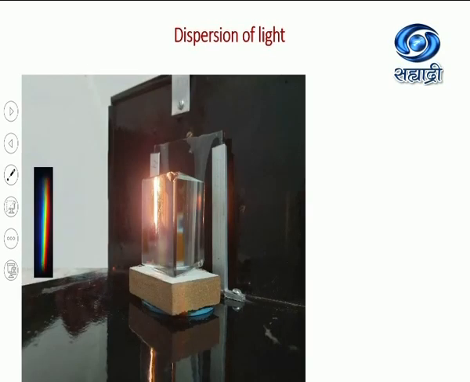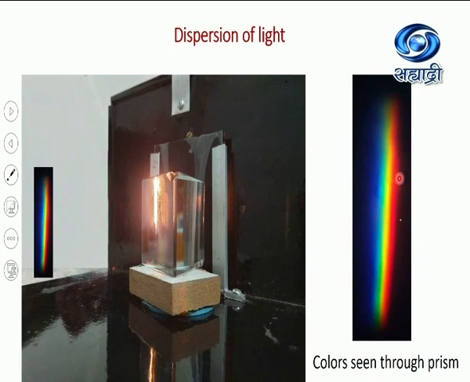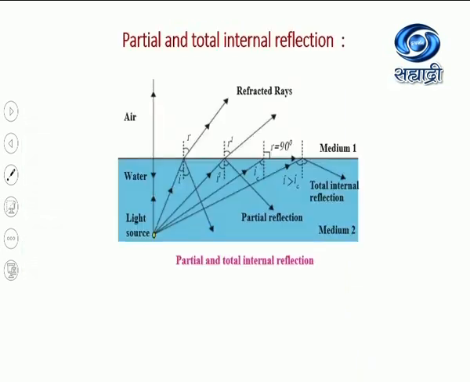Dispersion of light. Here, this is a light source. This is a prism kept in front of it so as to get a spectrum on this side. This is the color spectrum that is observed with the light source.